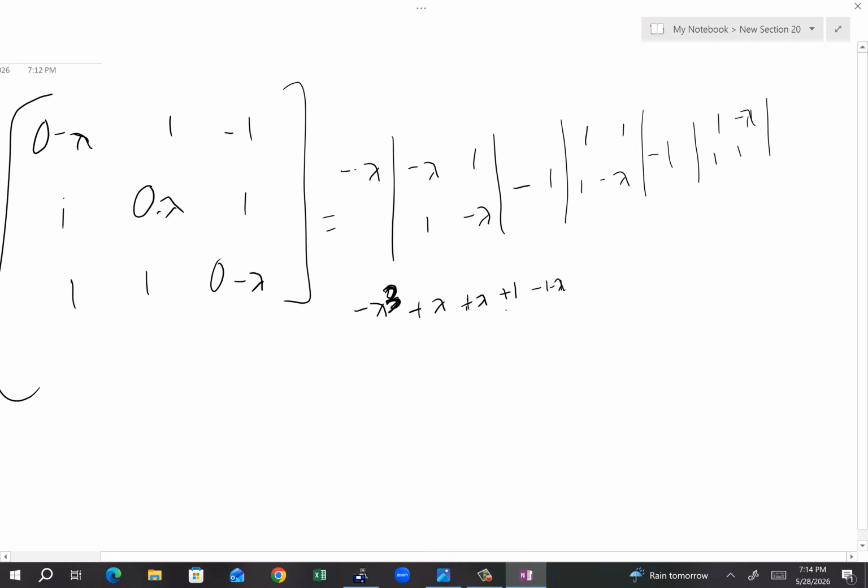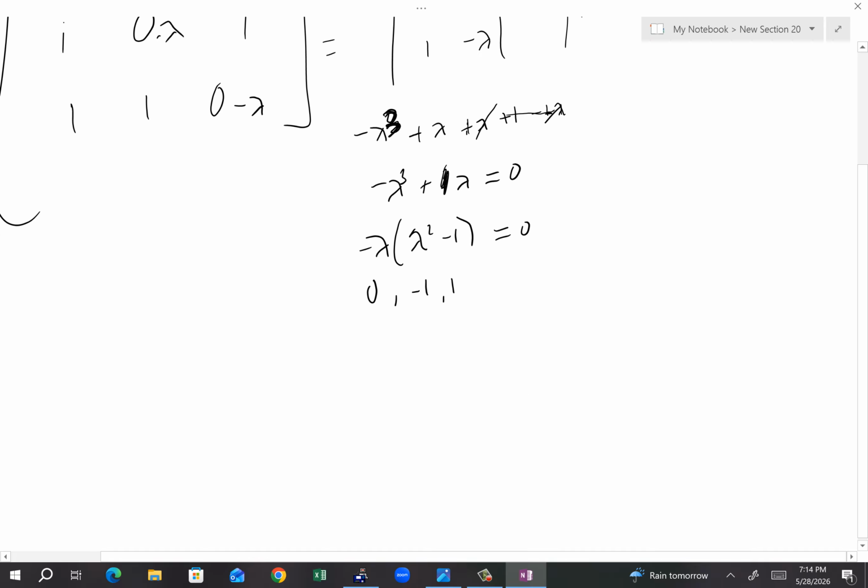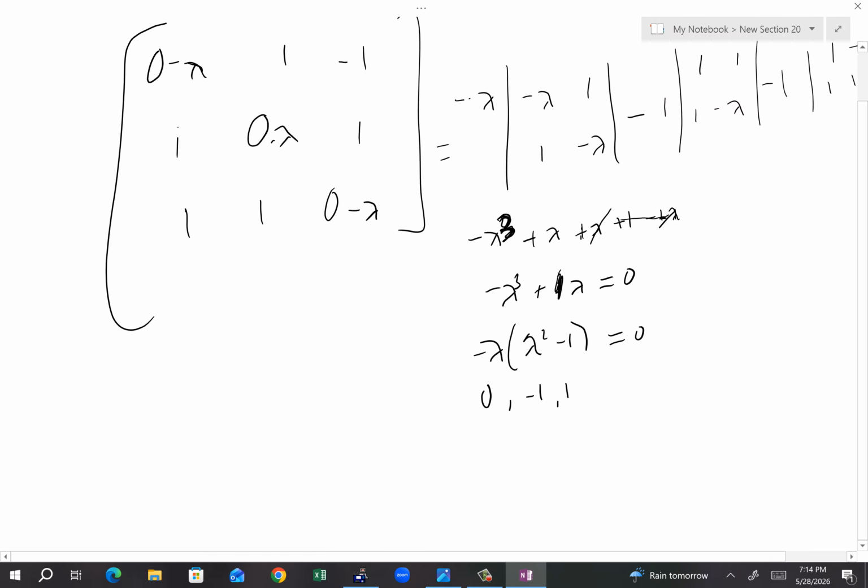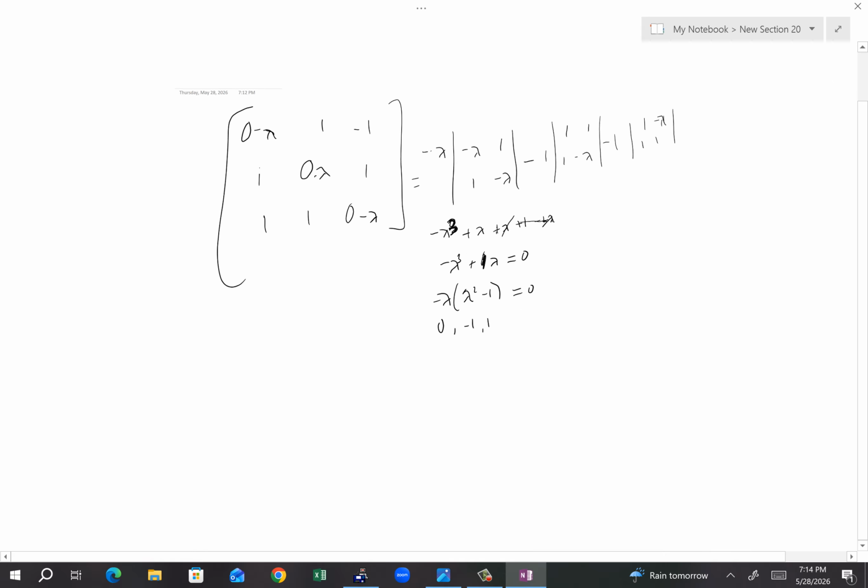Cool. That's key. So you get negative lambda plus 3 lambda? No, this is a negative lambda, so this guy cancels, right? Yep, plus lambda. There we go. Cool. Equals 0. Factor a negative lambda out, and you get lambda squared minus 1. That's 0, -1, and positive 1 for your solutions. Sweet? Sweet.